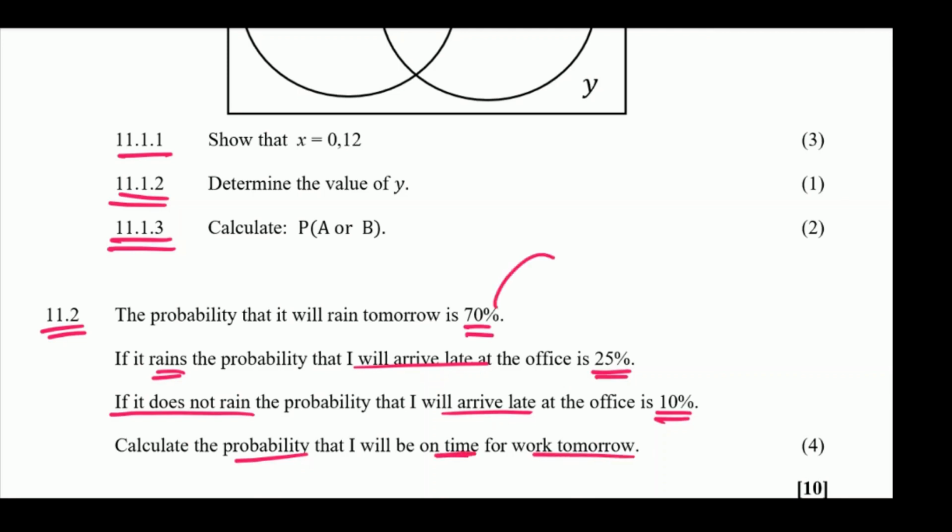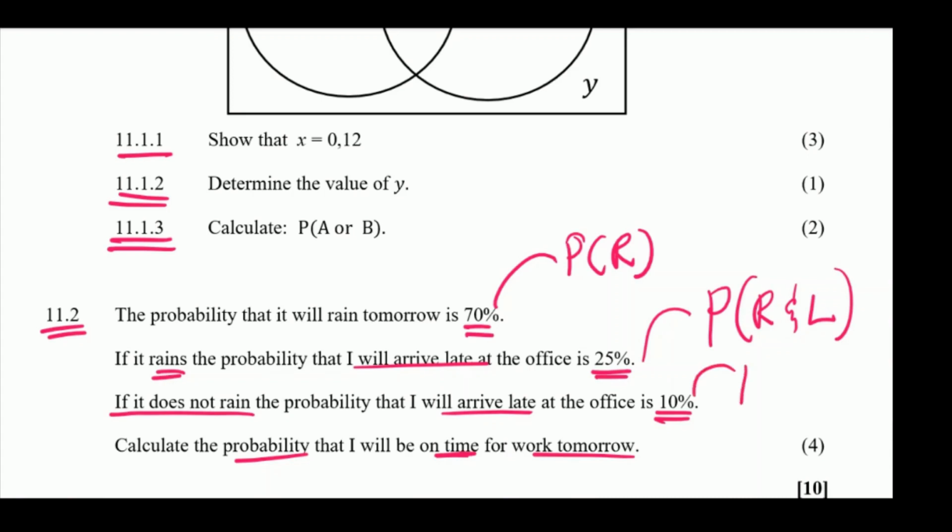So this 70% is the probability that it will rain. I'm just going to say R, probability that it will rain. And this is the probability that I'll arrive late at the office if it rains. And this is the probability that it will not rain and I'll arrive late at the office. So I just presented each and every probability. Now we are asked to find the probability that I will be on time.